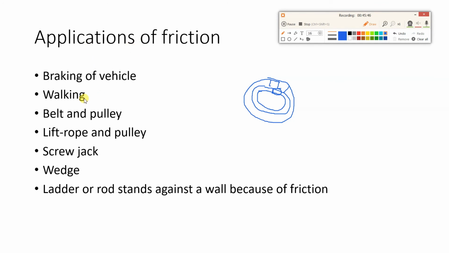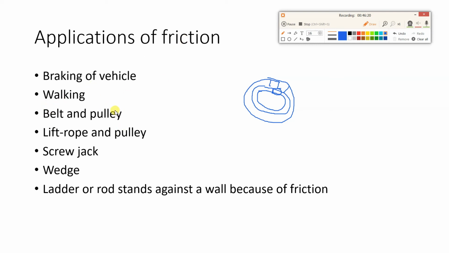Then walking, which we discussed before also. A person can walk on a horizontal surface or on the ground because there is friction between the slipper or shoes and the ground. If you try to walk on ice, what will happen? The coefficient of friction between your feet and the ice is less, so you can slide on the ice. That is the importance of friction.